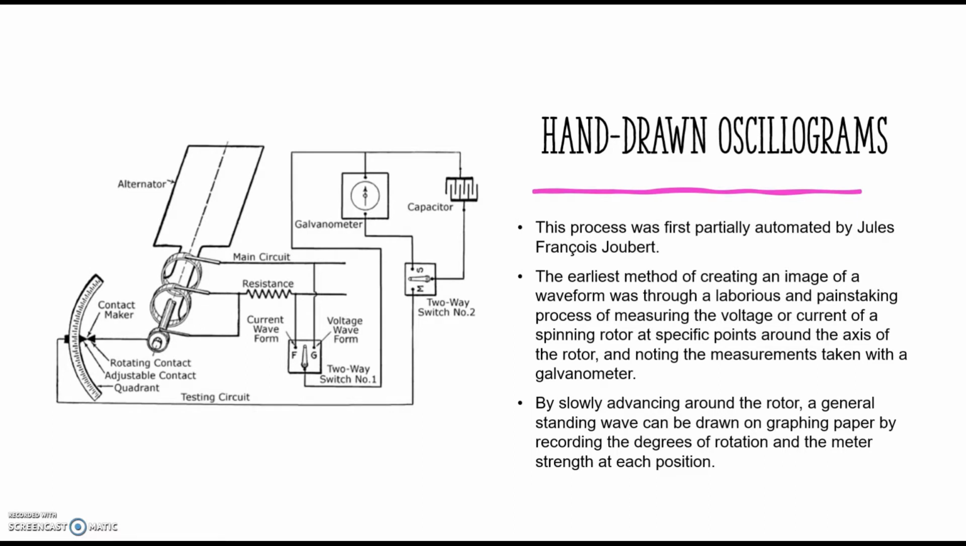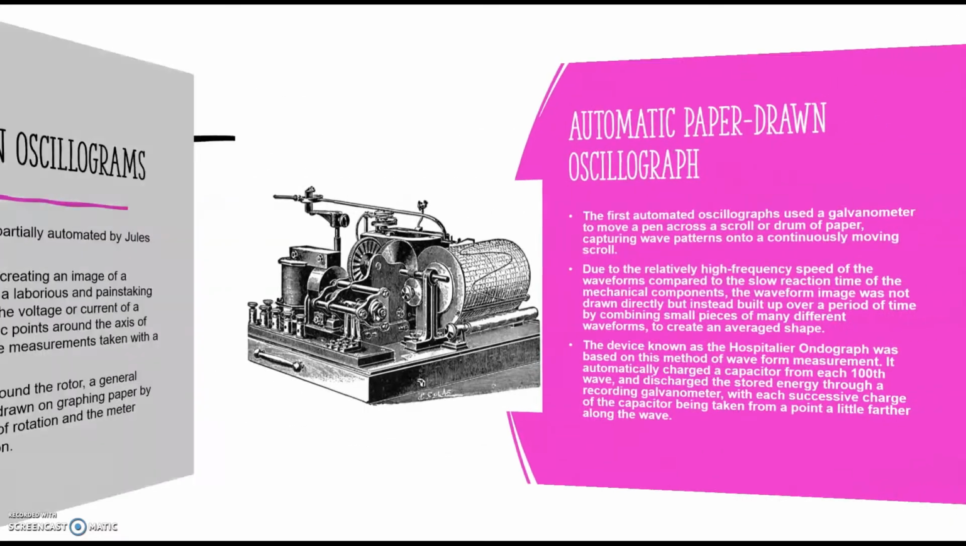The earliest method of creating an image of a waveform was a laborious and painstaking process of measuring the voltage or current of a spinning rotor at specific points around the axis of the rotor, and noting the measurement taken with a galvanometer. By slowly advancing around the rotor, a general standing wave can be drawn on graph paper by recording the degrees of rotation and the meter strength at each position.